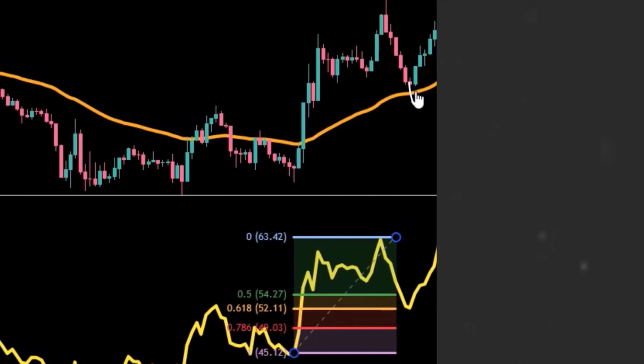And here, we get exactly what we are looking for. The RSI starts moving upward from its Fibonacci level, and at the same time, we get a bullish engulfing candle on the price chart.